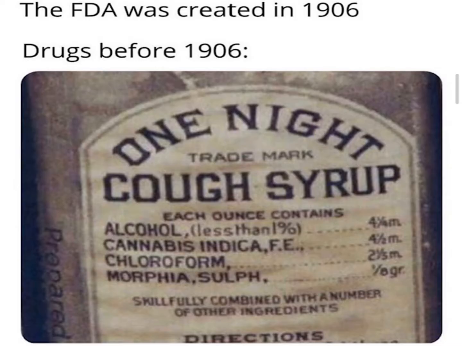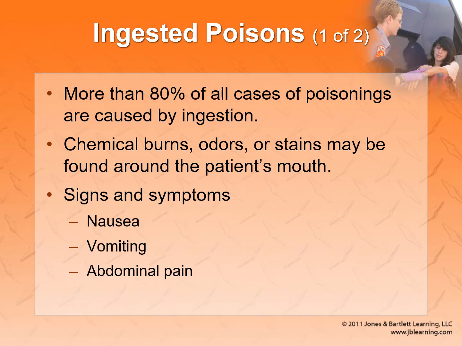So, before the FDA was created, there were really no rules about what went into what. But luckily now, medication is a lot safer. So, ingested poisons: more than 80% of poisonings are caused by ingestion. So that's something you might see on the test, okay? The vast majority of poisonings occur from ingesting, like, eating it. You might even see some of the signs and symptoms around the mouth.